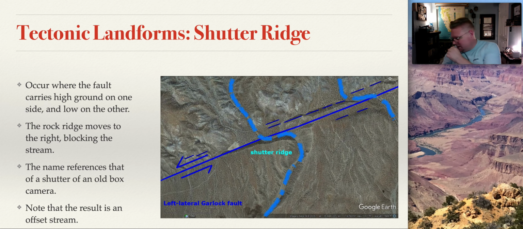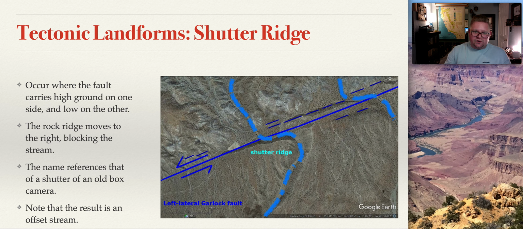Let's look at a shutter ridge. These occur where the fault carries high ground on one side. So here we have the Garlock Fault. This river at one point would have been a straight line, but see how this side has moved over to the right. So it's actually shifted the way this river operates. So this is what we consider a shutter ridge. The rocks move to the right, block the stream, and the stream will have to find the path of least resistance to continue to flow. We also call this an offset stream, which I thought was kind of cool.